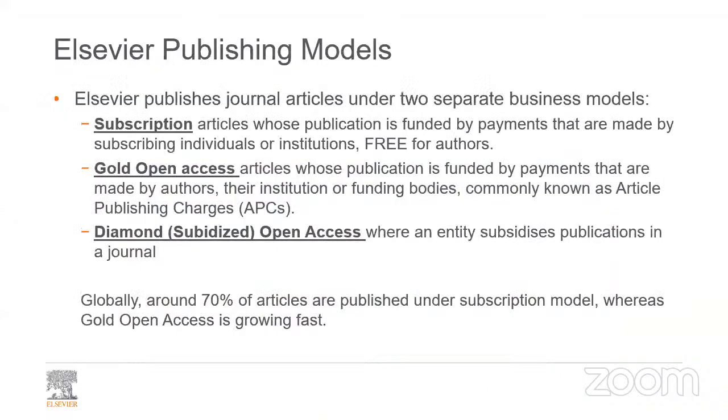Okay. And there is also another model based on gold open access, called diamond open access. What does diamond open access mean? It means that some journals are gold open access except that they don't collect the APC from the authors. They collect the APC from the institution that owns the journal. So neither the author pays nor the reader pays.